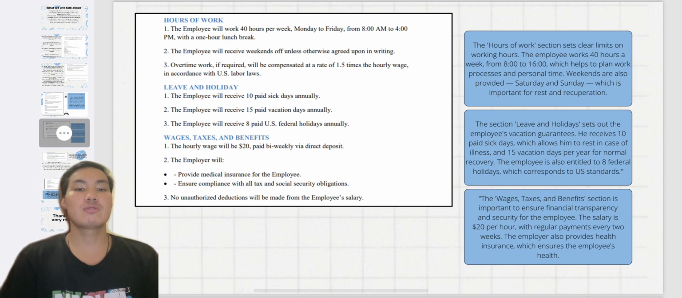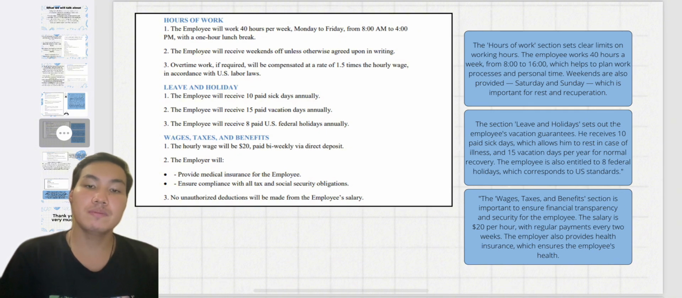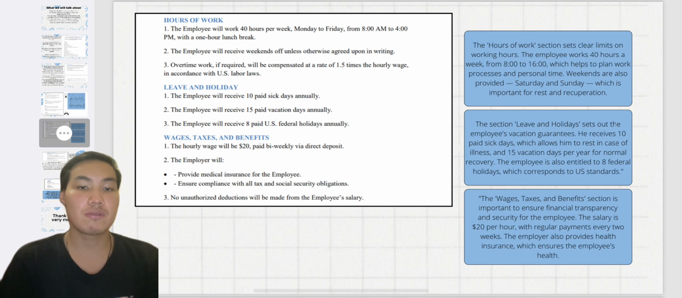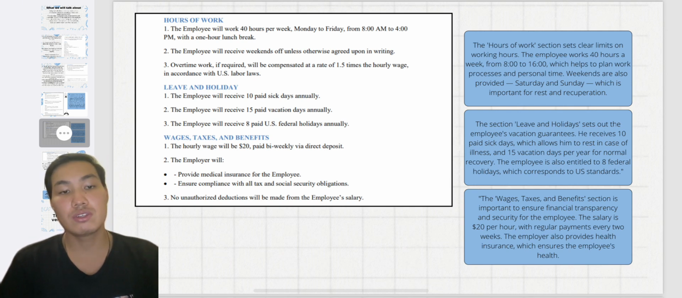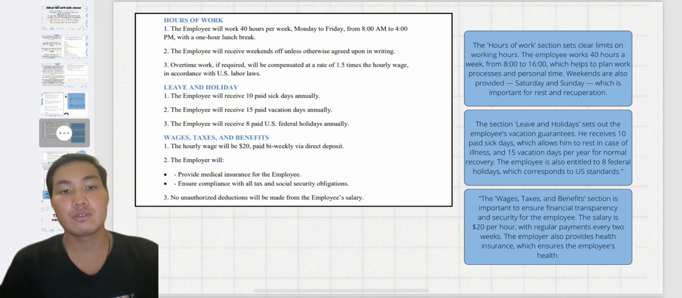The next slide is hours of work. This section sets clear limits on working hours. The employee works 40 hours a week from 8 a.m. till 4 p.m., which helps to plan the work process and personal time. Weekends are also provided, Saturday and Sunday, which is important for rest and recuperation. Overtime is paid at a rate 1.5 times higher, which complies with US laws and guarantees fair payment for additional hours of work.